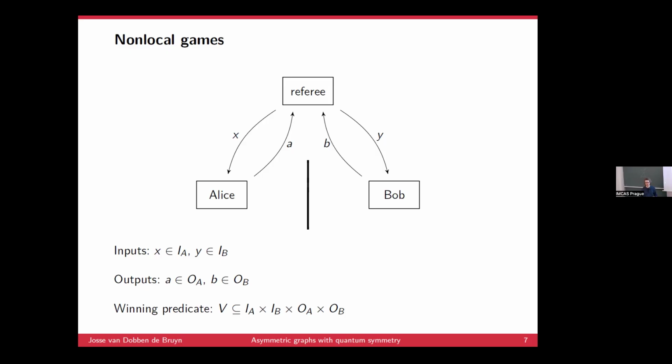And then we distinguish different strategies that Alice and Bob can use. If Alice and Bob can make use of shared randomness, but only classical randomness, then that's called a classical strategy. And if Alice and Bob make measurements on their own part of a shared entangled pair, that's called a quantum strategy.